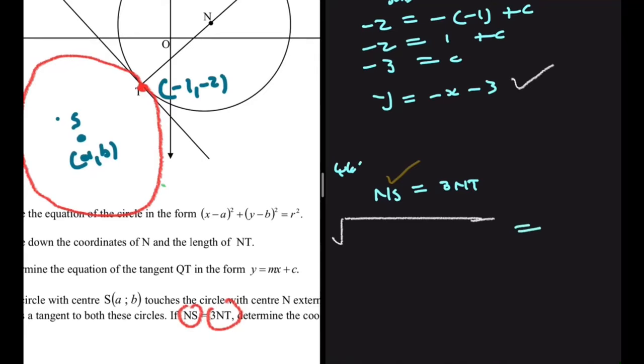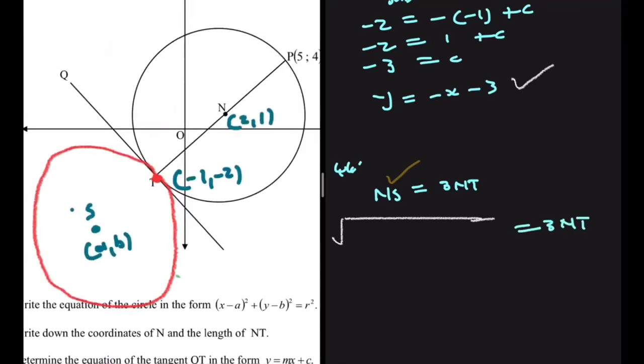So this is equals to 3nt. We have 2 and 1 as the coordinates of n. If we take s as our second point, we're gonna have y2 being equals to b minus y1, which is equals to 1, the y value of n, and then plus x2, which is equals to a, minus x1, which is equals to 2, the x value of n.